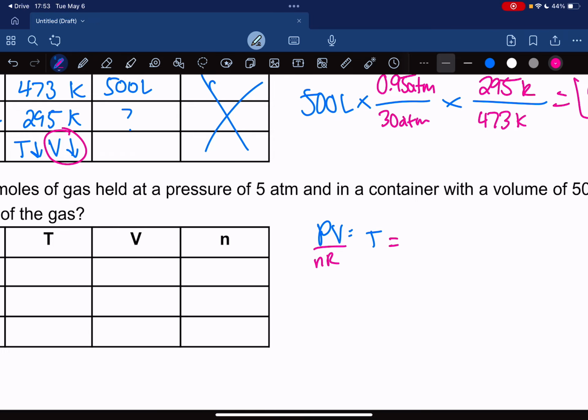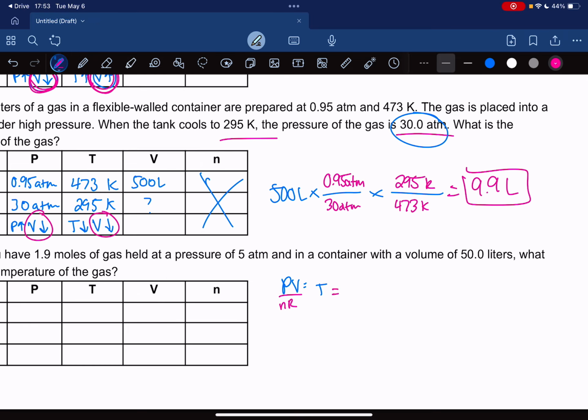Let's plug in numbers for P, V, n, and R. For my pressure, I got 5 ATM. For my volume, I got 50 liters. Divide that by my number of moles, which is 1.9 moles. And R, of course, is always the same, 0.0821.